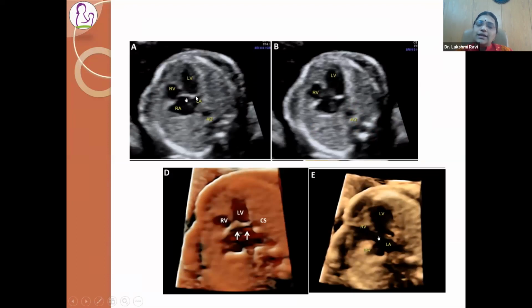Though you see that the crux is absent here, and you see that there is a communication between the four chambers, see how you can appreciate the common AV valve very clearly here, the valve leaflets, and you see that there is a crux defect between all the four chambers. This is just enhancing your 2D ultrasound.